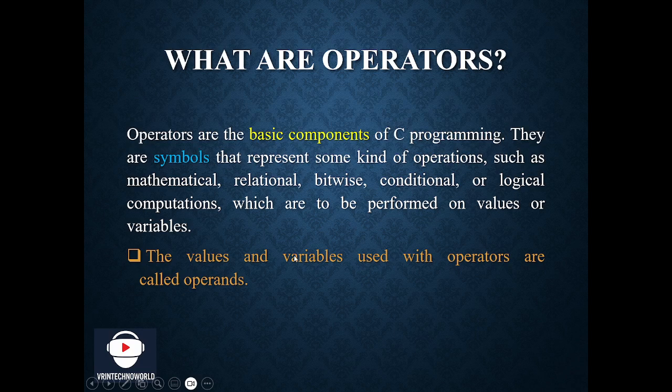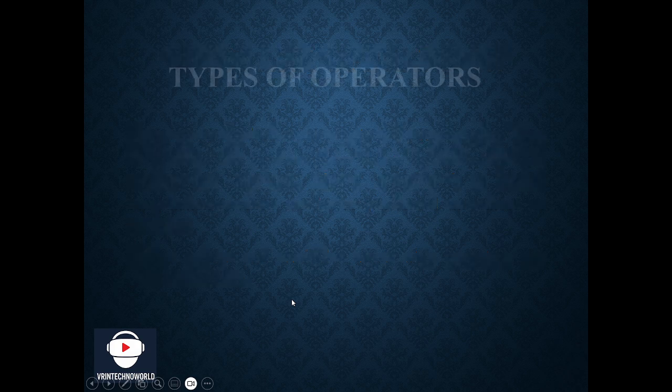Now, what are operands? Operands are the values, or you could say the variables, on which the operations are performed, just like sum equals a plus b. Here a and b are the operands, the values onto which we are applying the operators.